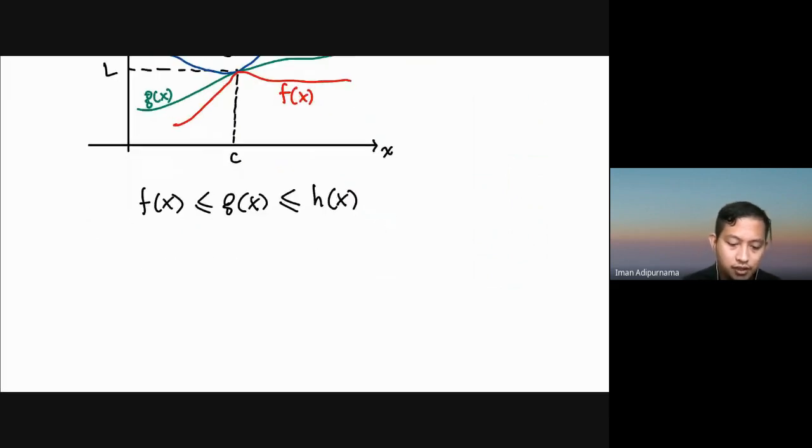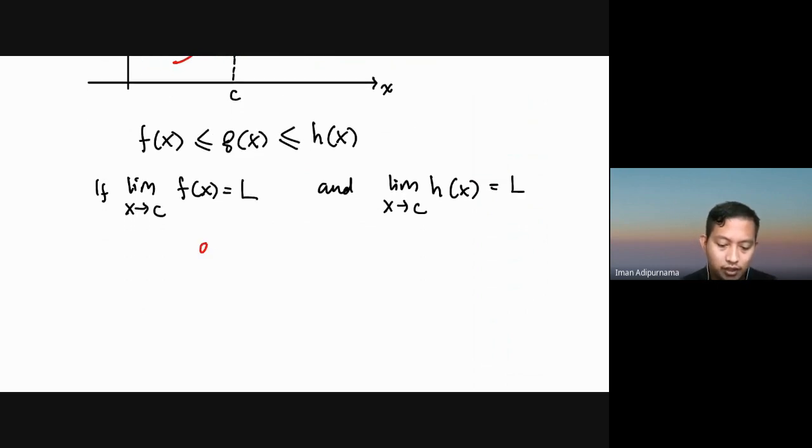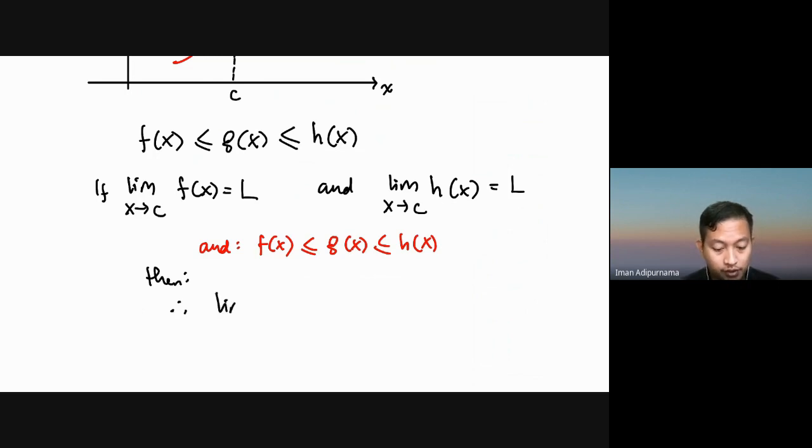Okay, the theorem says that if the limit as x approaches c for f of x, the lowest one, equals L here in the graph, and the limit as x approaches c of h, the top one, the highest one, also equals L, and from the restriction we know that f of x is less than or equal to g of x, which is less than or equal to h of x, then the conclusion is that the limit for the middle function g will also equal L.